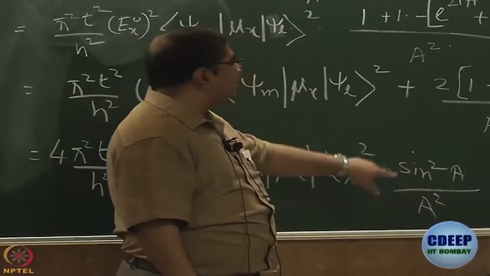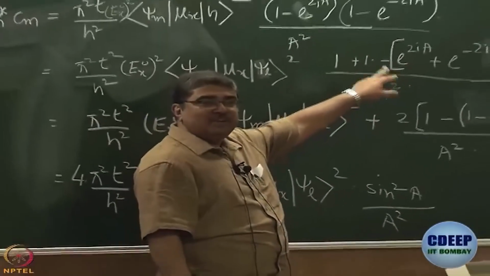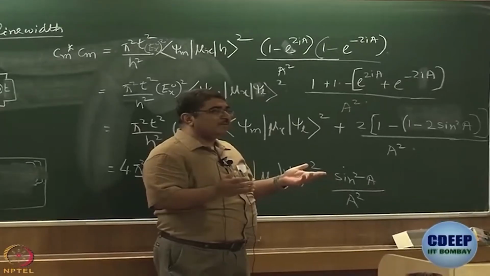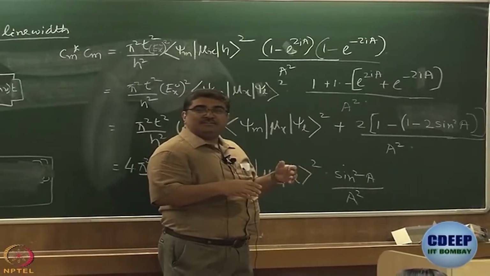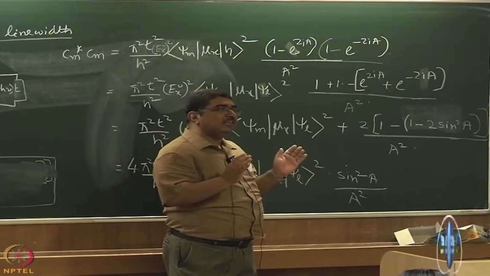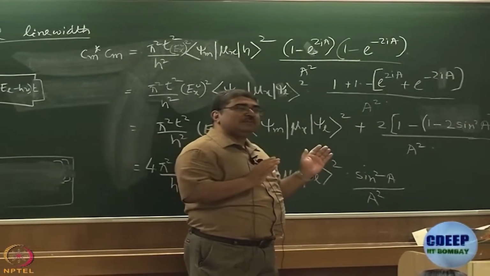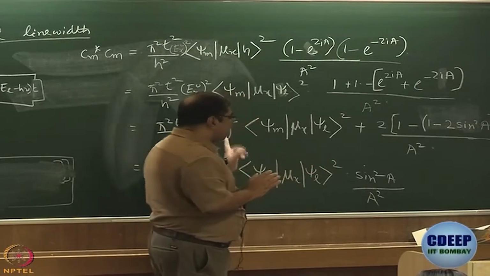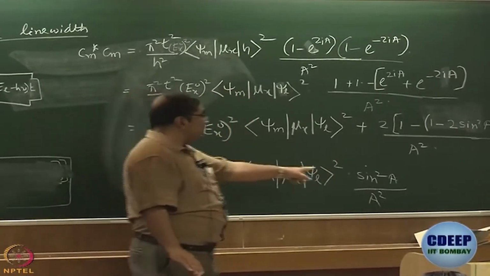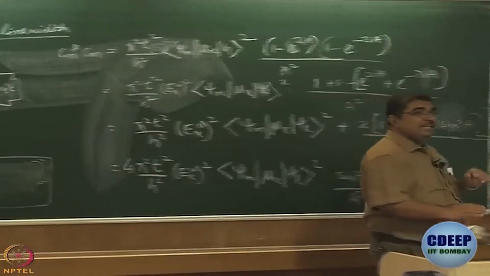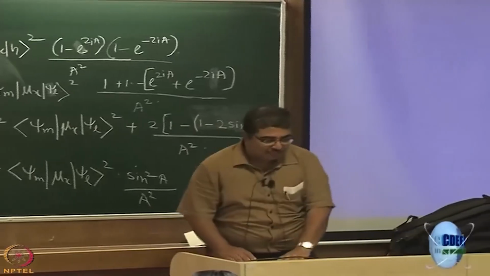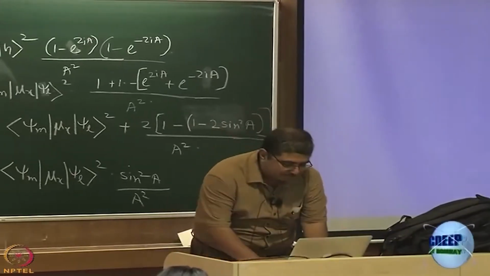Remember, the sine square a by a square came from all these exponential terms. Where did the exponential terms come from? From the phase, right? From this e to the power i something t, that kind of a part of the wave function. So, the time dependent part of the wave function. So, the spatial part gives us this probability, fine. What the time dependent part tells us is that it is the sine square a divided by a square. Okay. If I plot sine square a by a square, what do I get?